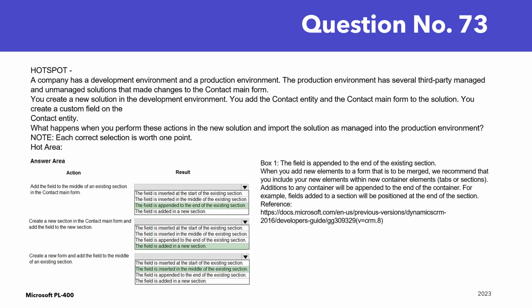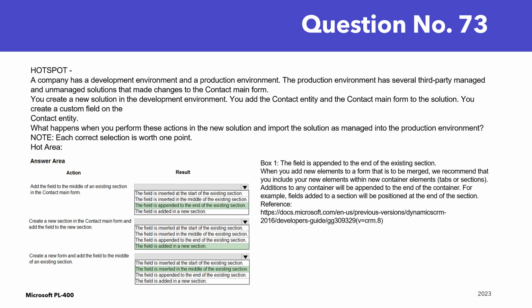1. Action: add the field to the middle of an existing section in the contact main form. Result: the field is appended to the end of the existing section. 2. Action: create a new section in the contact main form and add the field to the new section. Result: the field is added in a new section. 3. Action: create a new form and add the field to the middle of an existing section. Result: the field is inserted in the middle of the existing section.